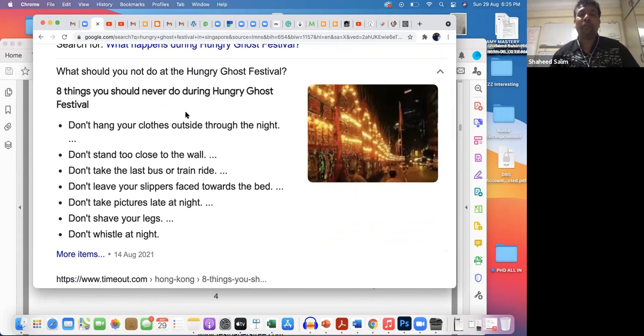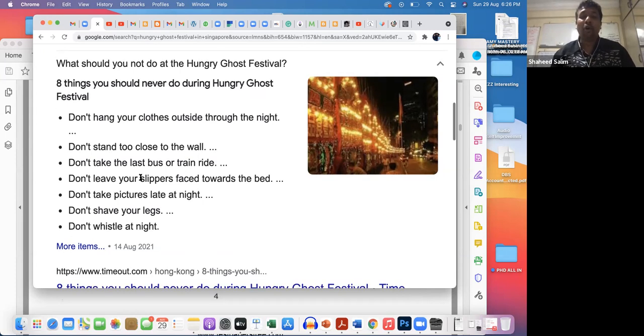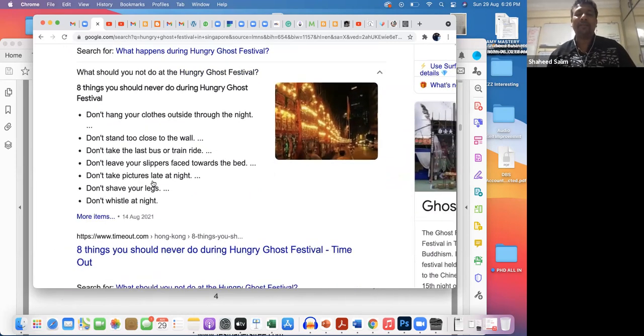Eight things you should never do during Hungry Ghost. Don't hang your clothes outside during the night. We don't believe in that. It's nonsense. Unless they're burning, then all the ashes get stuck to your clothes, and you go to school smelling of ashes. That's different. Don't stand close to the wall. Don't take the last bus or train. Don't leave your slippers facing towards the bed. We don't wear our slippers in the bedroom. Don't take pictures at night. What nonsense. Don't shave your legs. Oh my goodness. Don't whistle. Well, this is what some of them believe.